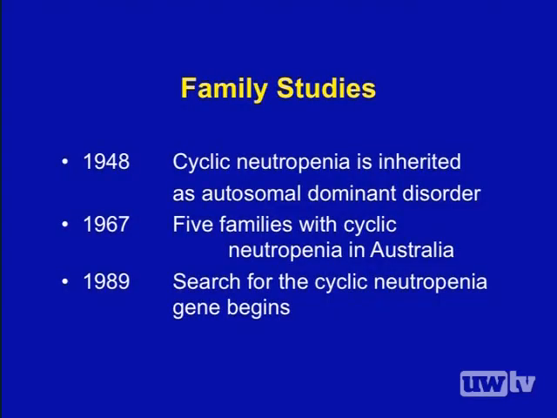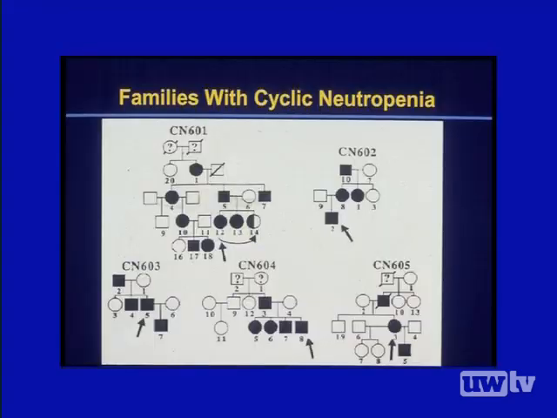And by searching, we found families, particularly in Australia, which were very valuable for further research to try to find the gene that caused cyclic neutropenia. And here are pictures of the pedigrees, or the families, of patients with cyclic neutropenia. You can see the black are the affected people.